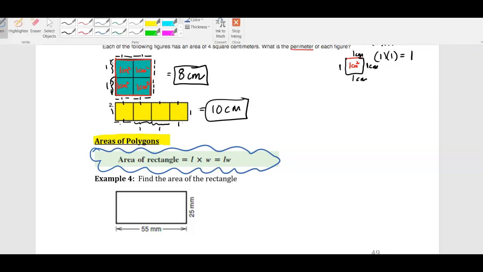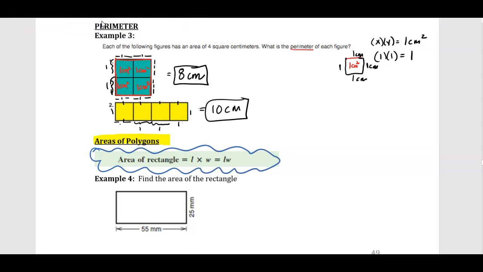If we go down to this figure in example 4, I think it's important to mention, if I asked you what is the length, a lot of times people would say, oh, it's 55. It really doesn't matter. The definition of length doesn't mean that it's horizontal. We could say that 55 is the width and 25 is the length.